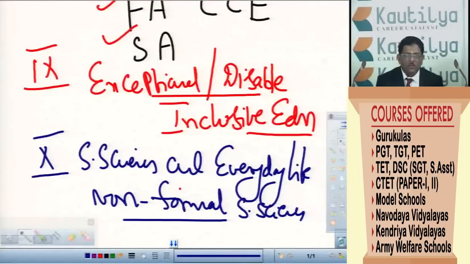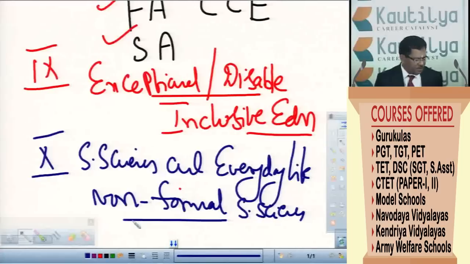Then the last topic, social sciences and everyday life. It is nothing but community education: how the social sciences are linked with society, with the environment, and with health. So in the different sections and sectors, it is linked up with societal concepts, and this is concluded with the last topic, that is, non-formal teaching and learning process of social sciences.